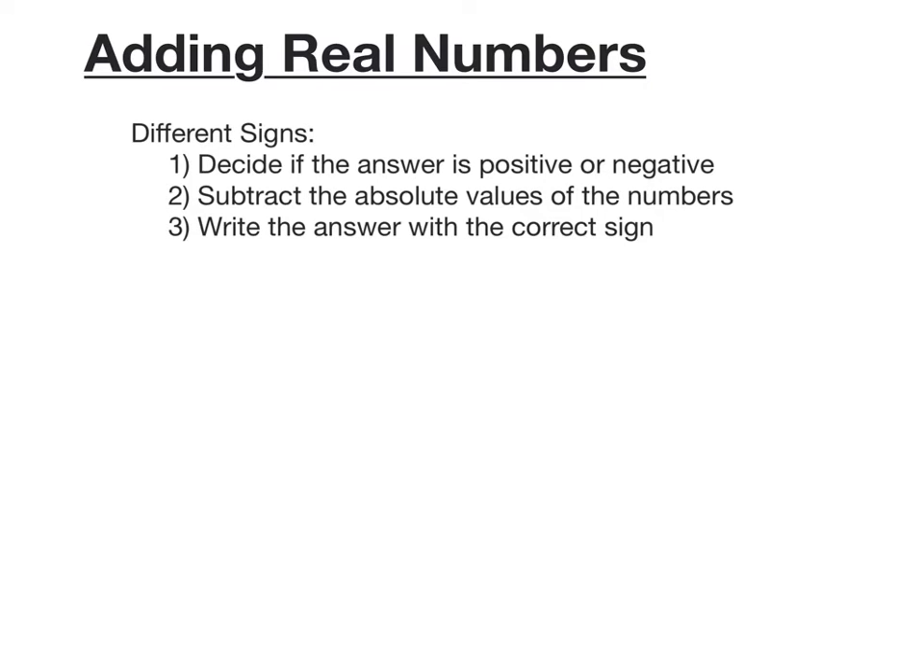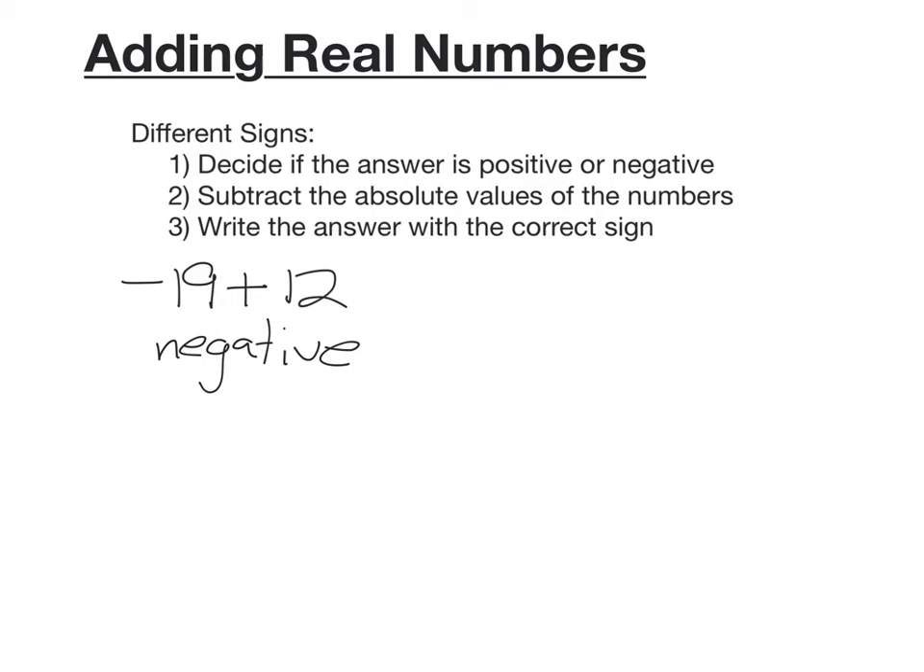So, what does this look like? Let's say we have negative 19 plus 12. Negative 19 plus 12. Is my answer going to be positive or negative? Now, I can see that because I have more negative than I have positive, my answer is going to be negative. Right? Negative 19 has a larger absolute value than 12, so it's going to be negative.